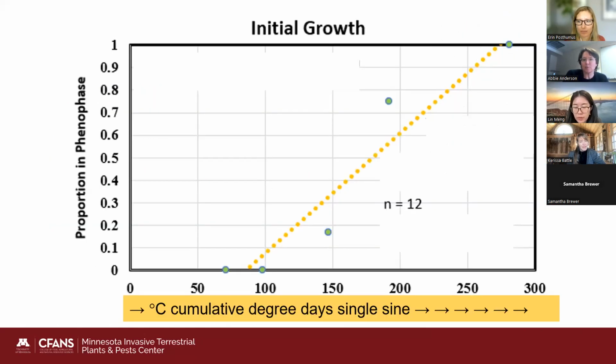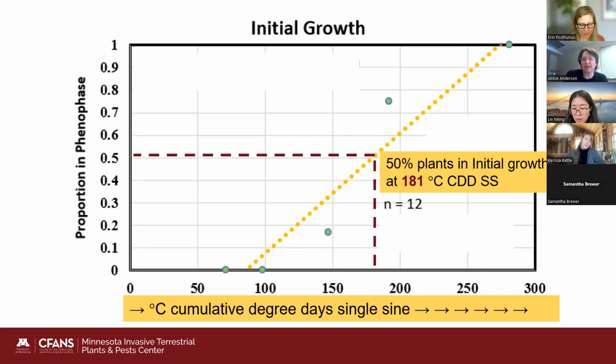So I'll share a couple plots that look like this. On the x-axis, that's the cumulative degree days. So you want to track how many degree days are accumulating, and then in response, what proportion of the plants are reaching a phenophase, so that you can calculate how warm it needs to get before you see the change that you're interested in.